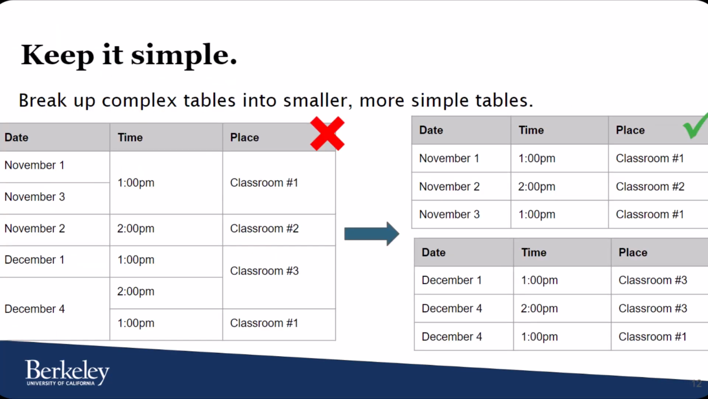Whenever possible, do what you can to simplify your data table. This improves both the accessibility and overall usability of your table. In this example, a large, complex table with multiple merged cells has been broken apart into 2 much more simple data tables. This helps users find the content they are looking for more quickly and ensures that your table is more accessible to assistive technology.